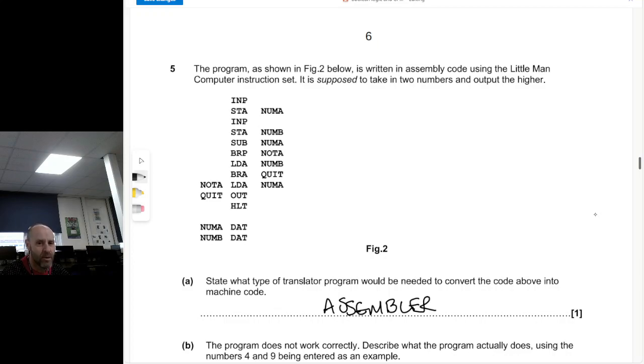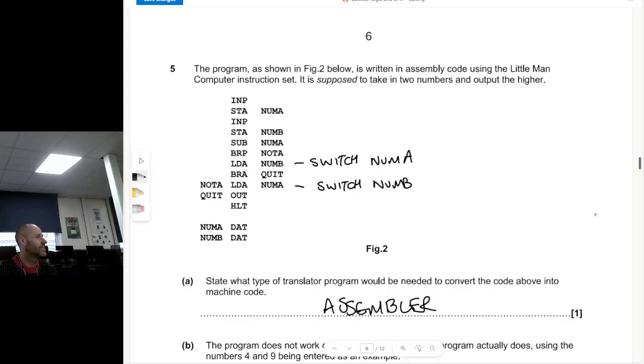So where we do the comparison here, if we just switch the values, so switch that for num B and switch this one for num A, that'll fix the program and it'll work. You could rewrite it, but no, it's easier just to switch the two values that you load up.